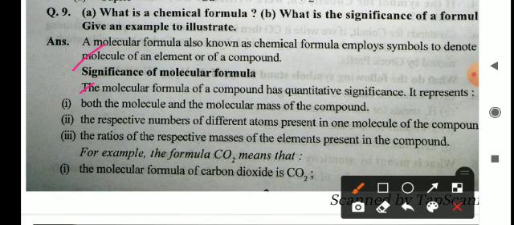Significance of the molecular formula: the molecular formula of a compound has quantitative significance. What are the significances? Number 1, both the molecule and the molecular mass of the compound. Second, the respective mass of different atoms present in one molecule of the compound. And third is the ratio of the respective mass of the elements represented in the compound.